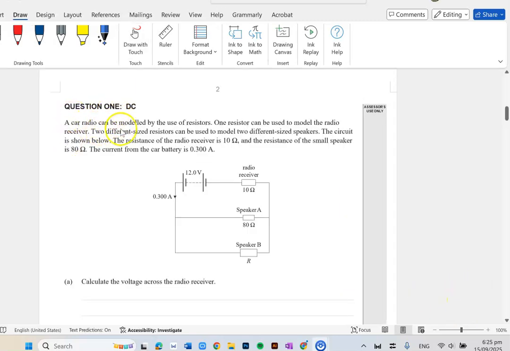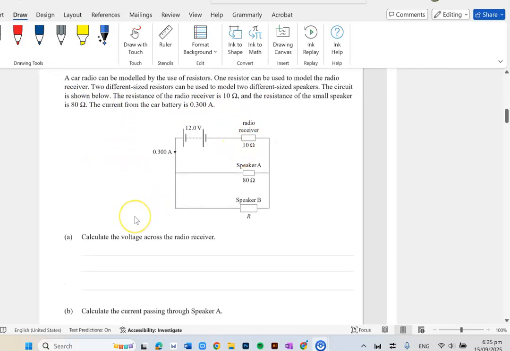A car radio can be modeled by the use of resistors. One resistor can be used to model the radio receiver. Two different size resistors can be used to model two different size speakers. The resistance of the radio receiver is 10 ohms and the resistor of the small speaker is 80 ohms. The current from the car battery is 0.3 amps. Calculate the voltage across the radio receiver.